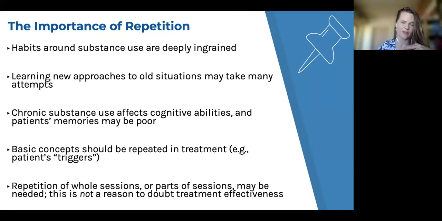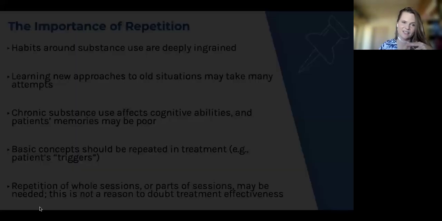It's helpful to remember that with this population in particular, when it doesn't live up to the patient's expectations of the progress they should be making, they're very likely to blame themselves and lose morale, and you don't want that to happen. So this is an important part of the psychoeducation, that repetition is key.